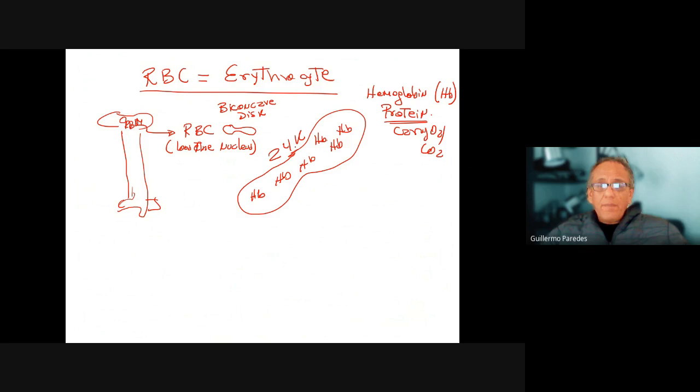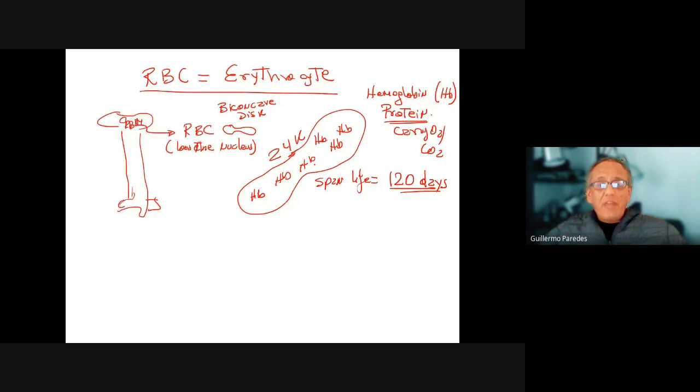Now, this red blood cell has a life span of 120 days. So 4 months, yes, days. Where is my Spanish coming from here? Days, 120 days. That is the whole life of the red blood cell.